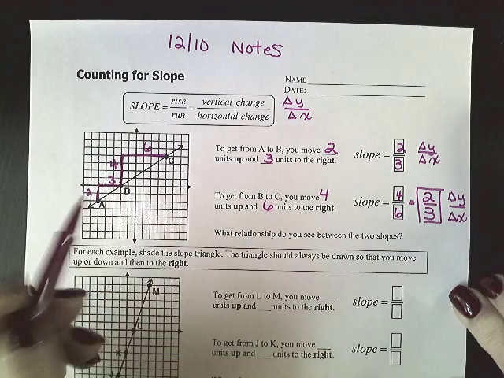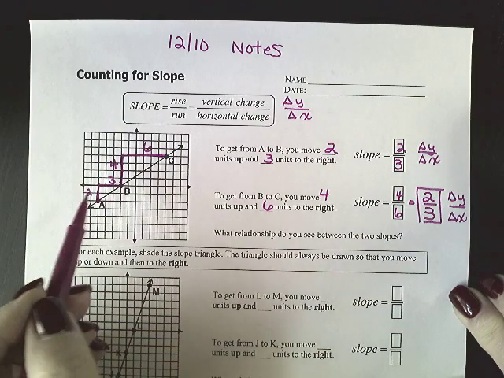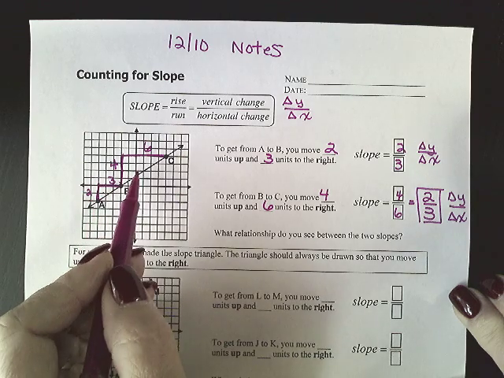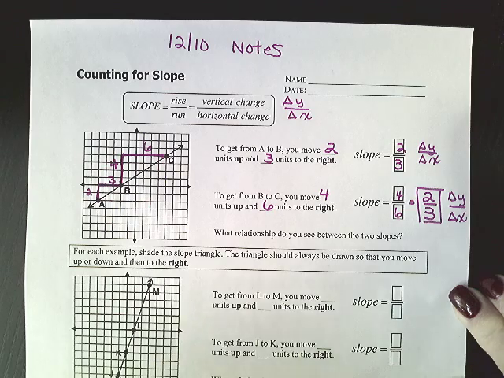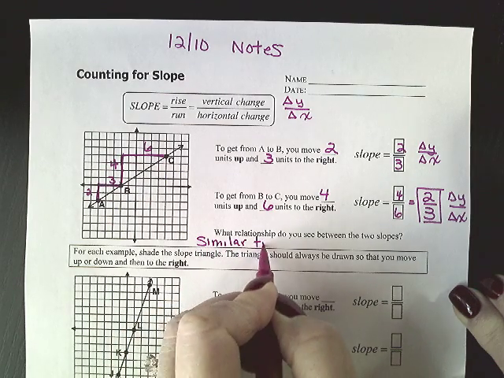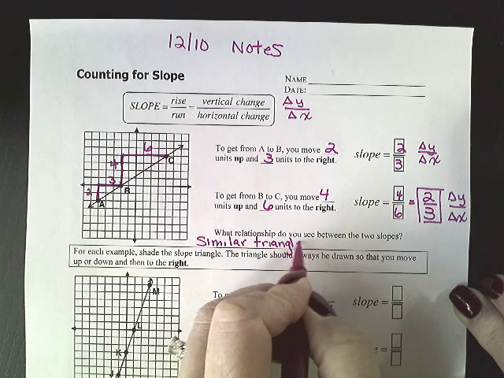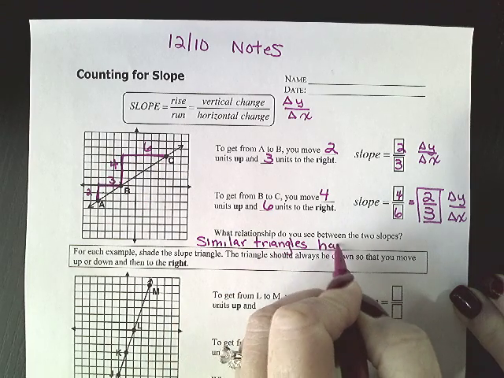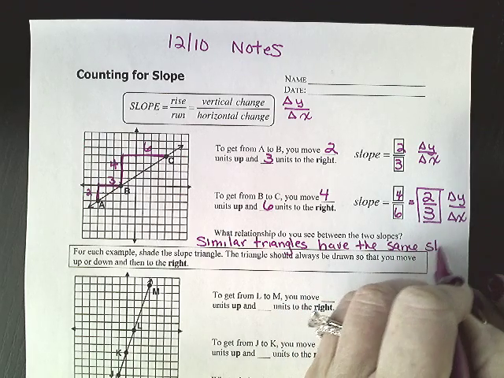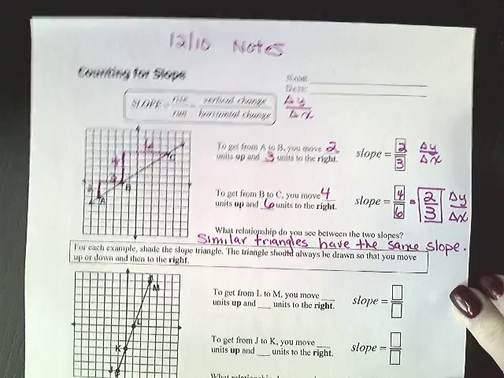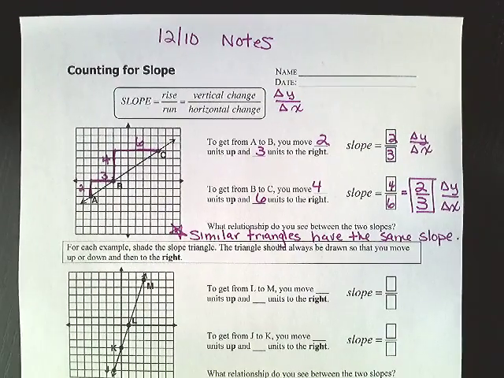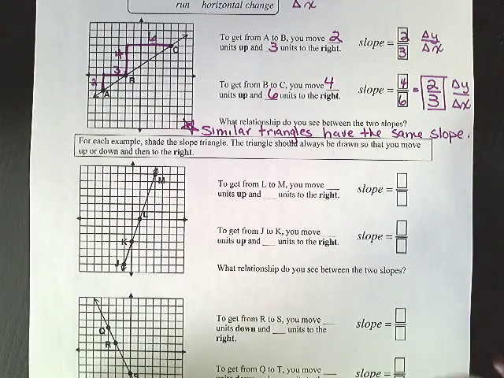So what can you say about these two triangles? They're not the same size. They're two different size triangles, but they have the same slope. So similar triangles have the same slope. Okay, similar triangles have the same slope. All right, let's do the next one together.